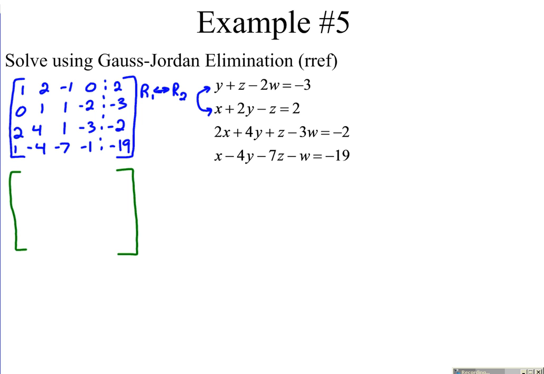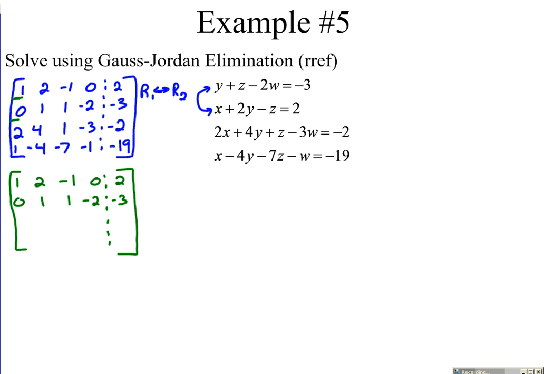Okay, as we look at this, we can see our top 2 rows don't need to change. I have a 1 here. I have a 0 here. So that's going to stay the same. So 1, 2, -1, 0, and 2. 0, 1, 1, -2, and -3. Use the 1 that you have created up here.